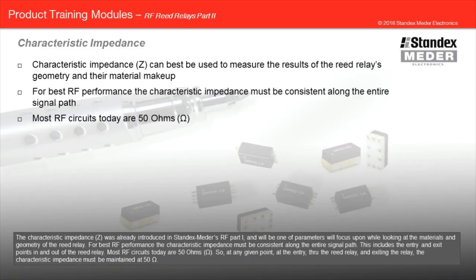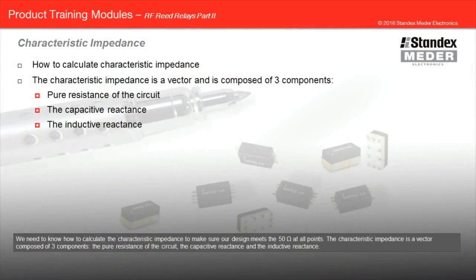Most RF circuits today are 50 ohms. So, at any given point at the entry through the read relay and exiting the relay, the characteristic impedance must be maintained at 50 ohms. The designer will need to know how to calculate the characteristic impedance to make sure our design meets the 50 ohms at all points. The characteristic impedance is a vector composed of three components: the pure resistance of the circuit, the capacitive reactance, and the inductive reactance.